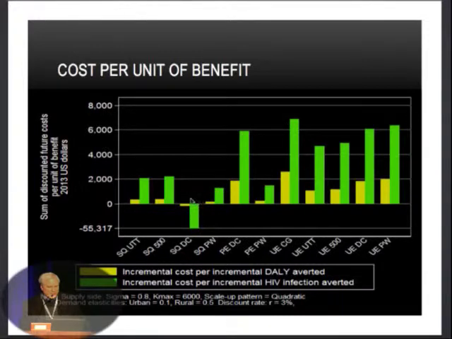You should ignore this number, which is due to very small numbers being divided by one another, and it's not significant. But generally, you'll see that the cost per HIV infection averted varies from about $1,500 up to about $7,000.